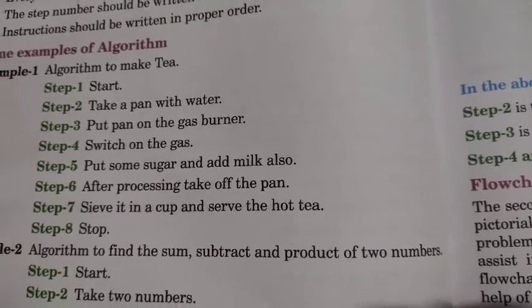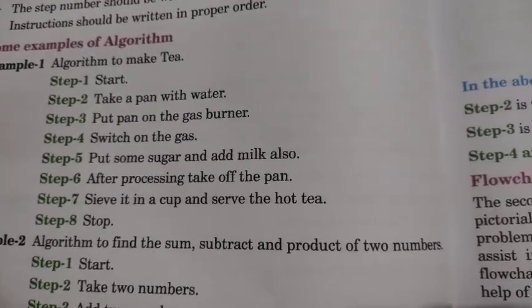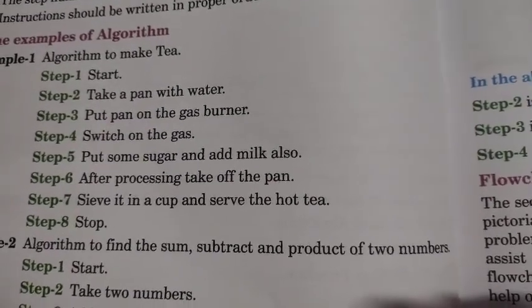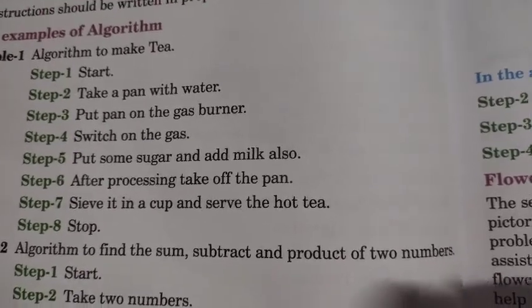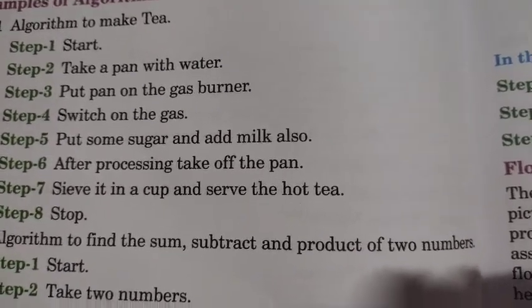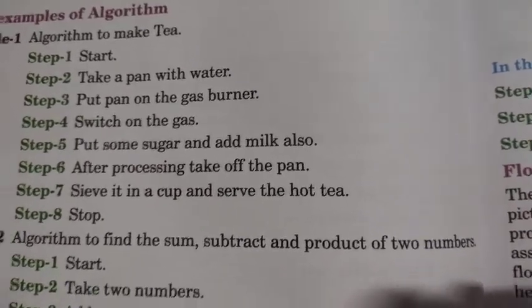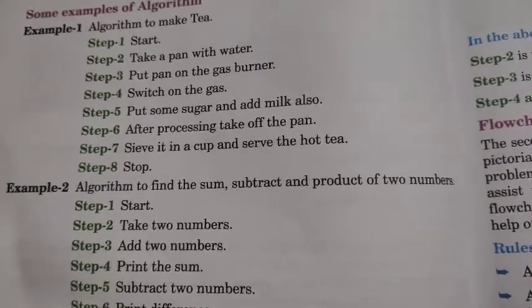It may be step number 8 or 9 or 10 or 11 or 12, 13, 14. In some algorithms there may be 3 steps. Then the third step will be stop. In some algorithms there may be 4 steps. Then the 4th step will be stop. Some may have 15 steps, and the 15th step will be stop. So you should not forget it.